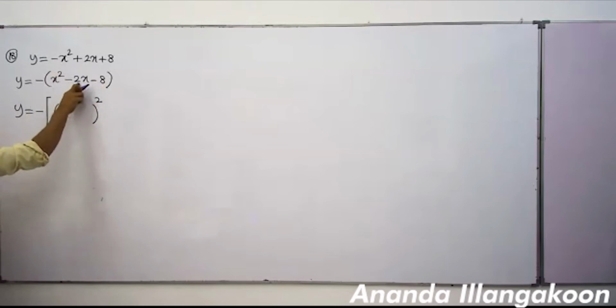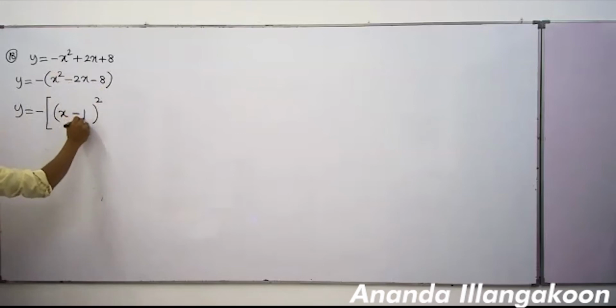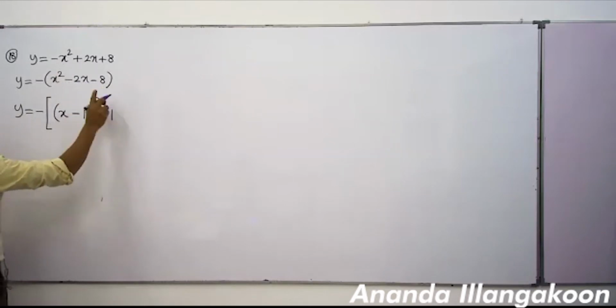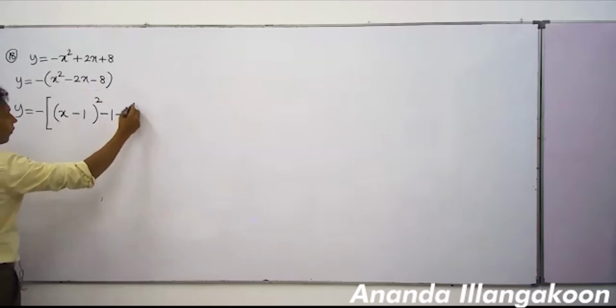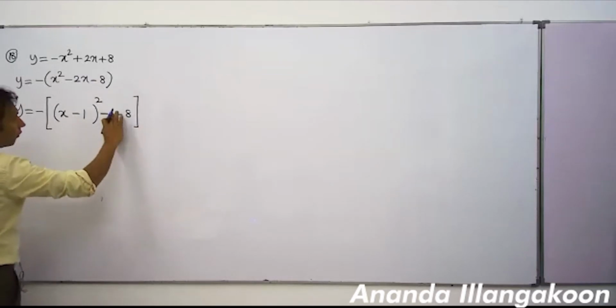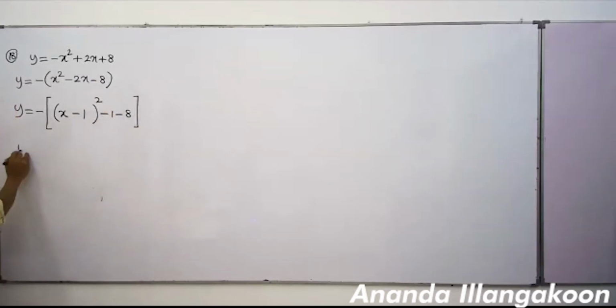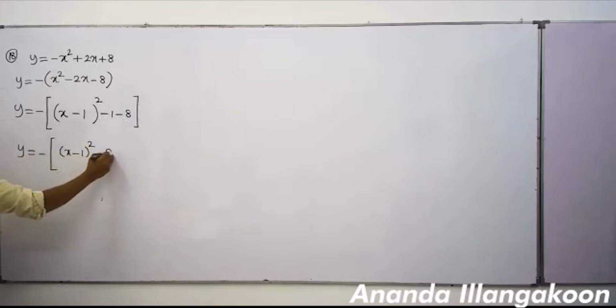Here we have minus 2, no? Dividing by 2, we get minus 1. And then subtract this 1 squared. It is 1, no? 1 squared is 1. Subtract that, and this minus 8. Now we have y equals minus (x minus 1) perfect squared minus 9.